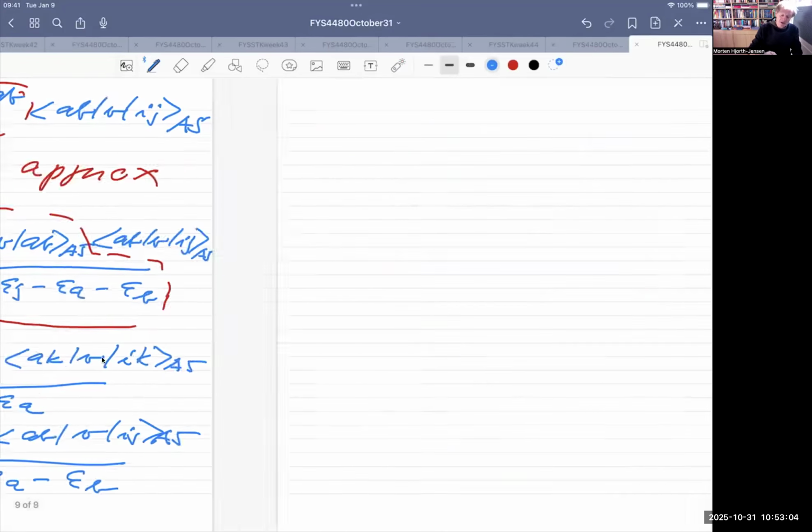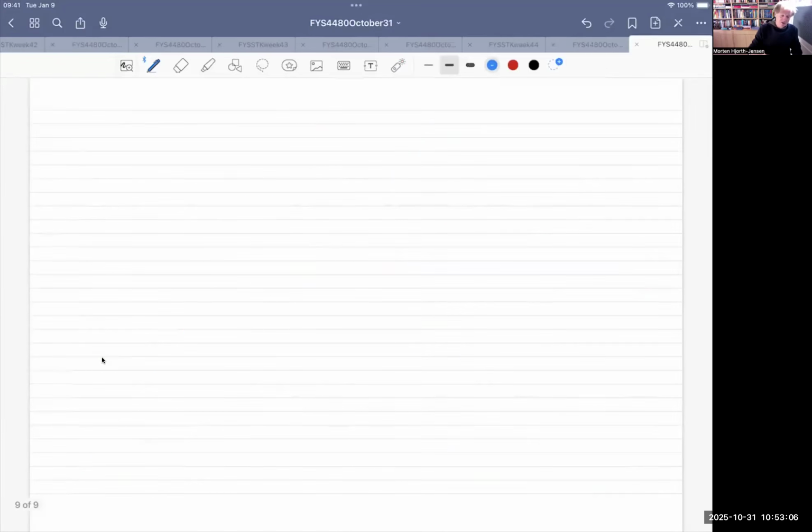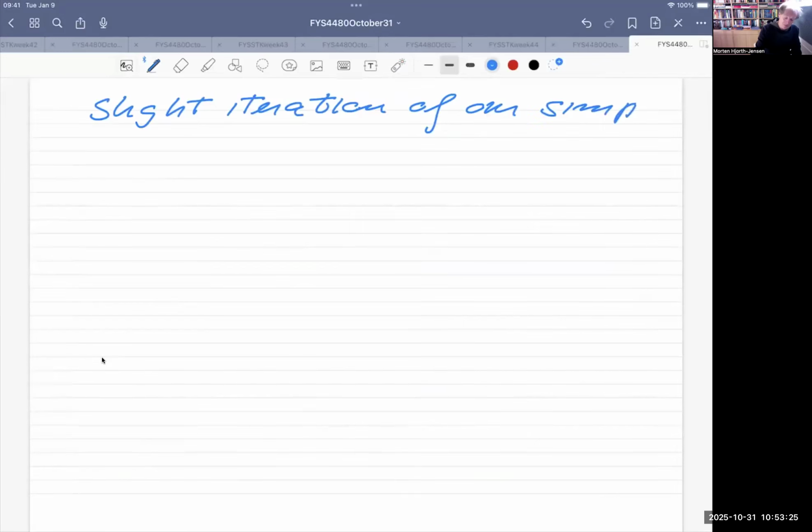So this is a slight iteration of the simple example which we looked at last week. So let's just call this a slight iteration of the simple example, or a simple 2x2 matrix example.